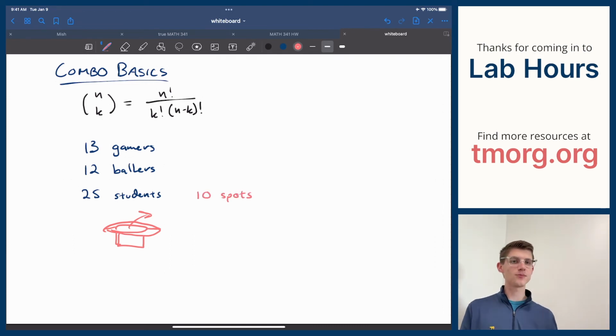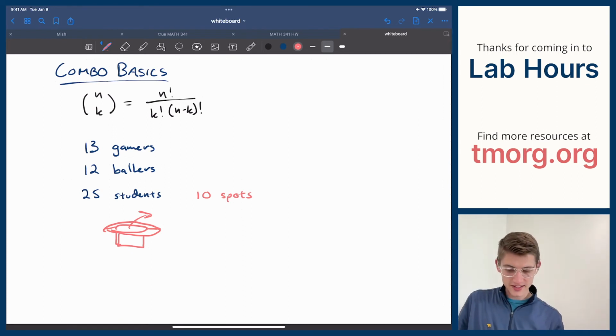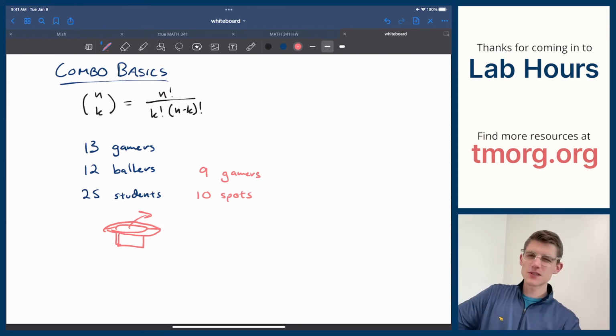It's just random. People are like, we don't want to do elections. It's a whole thing, yada, yada, right? Let's say that these 25 students are randomly assigned to 10 spots on the student council, or at least it's supposed to be like that. However, one thing that happened this year is that you found out that 9 gamers actually ended up on the student council.